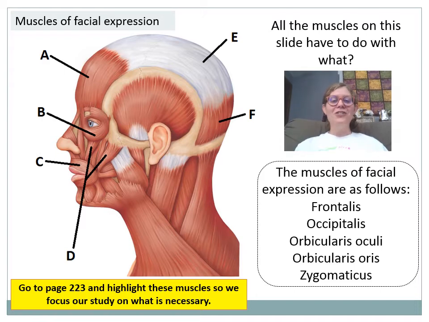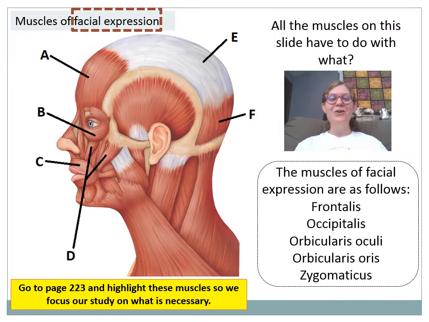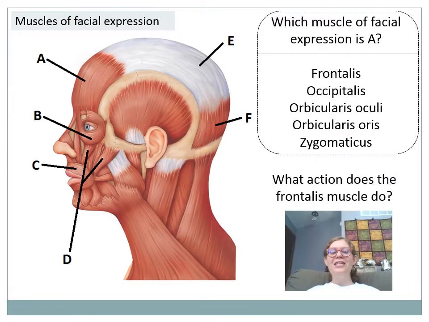All right, so first off, on this slide, there's a question. All the muscles on this slide have to do with what? Yeah, I told you it's in the top left-hand corner. It has to do with facial expression. So being able to express emotions and move your face around. That's what all of these muscles have to do with. The muscles of facial expression that we have are the frontalis, the occipitalis, the orbicularis oculi, the orbicularis oris, and the zygomaticus.